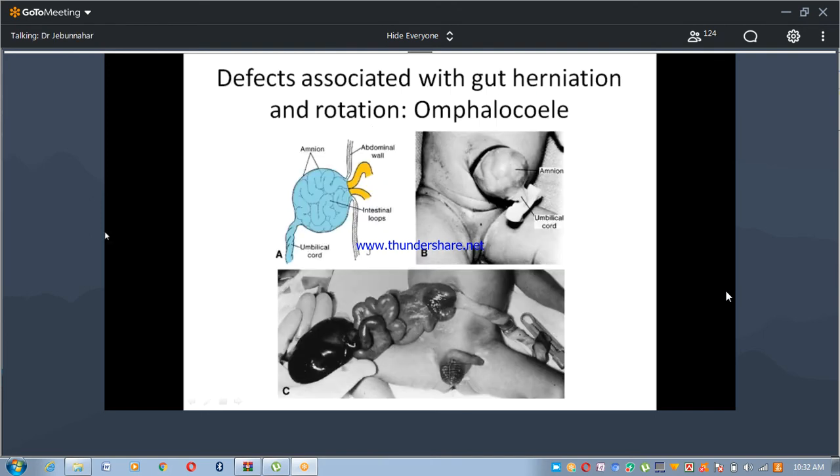There are defects associated with gut herniation and location, which we said earlier, omphalocele. This is the amniotic cavity, this is the umbilical cord. There are intestinal loops. This is the abdominal wall, intestinal loops herniated in the umbilical cord. This is the amnion, umbilical cord herniated through the umbilical orifice. This is the omphalocele. This is covered with all the layers.